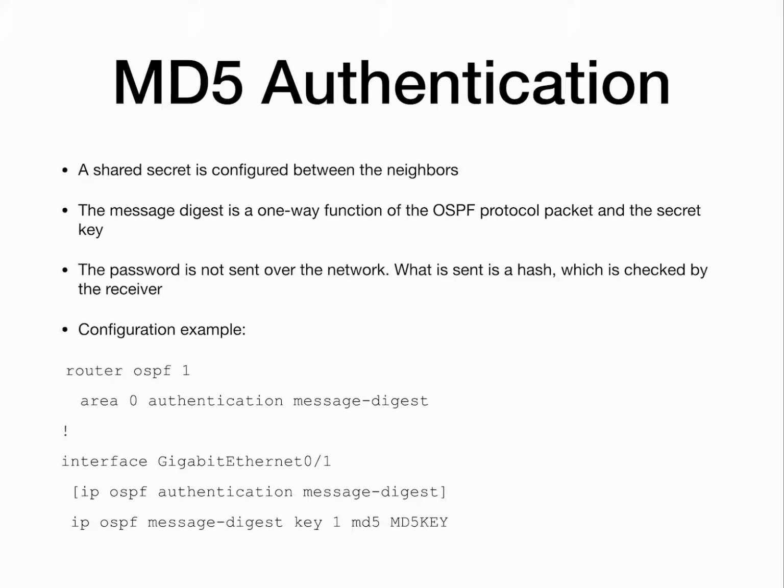Now, here's also a configuration example for MD5 authentication, and you can see the configuration is very similar to clear text authentication. And again, the interface level command is in brackets. So as you can see here, you could enable the message digest authentication for the area, which is the first two commands in the example. So that goes under the OSPF process, and then there's the interface level configuration.